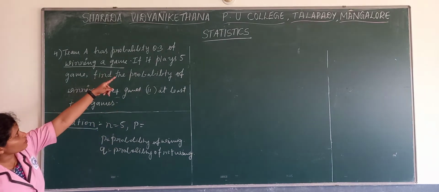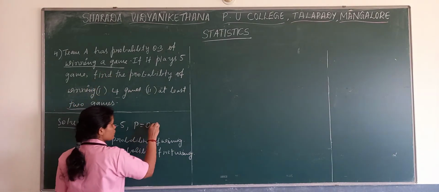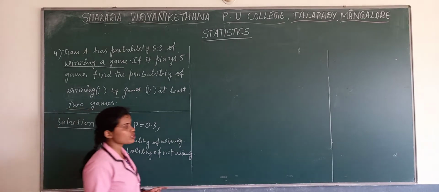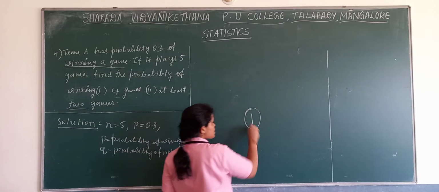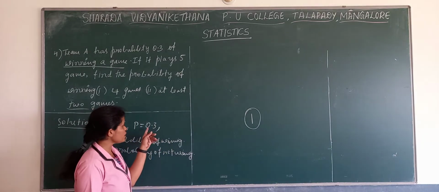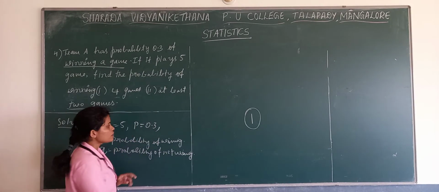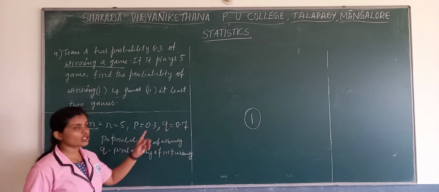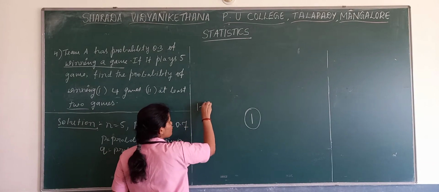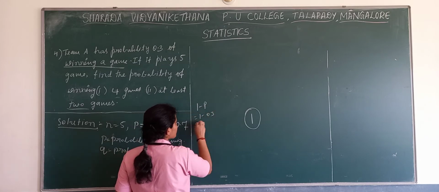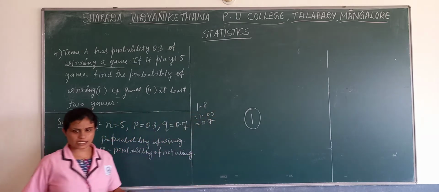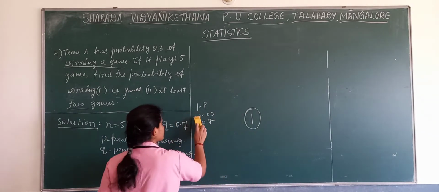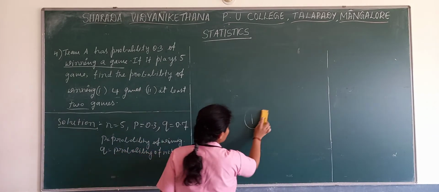What probability have they given? 0.3 proportion. If P is 0.3, when they give it in proportion, we consider it out of 1. Out of 1, 0.3 is P, then obviously Q is 0.7. How to find Q? 1 minus P. 1 minus 0.3, that is 0.7. So we got the values of P, Q as well as N.